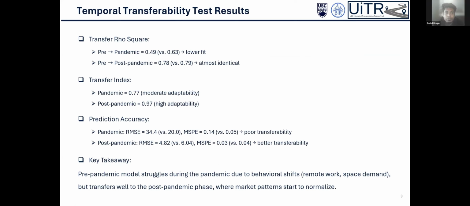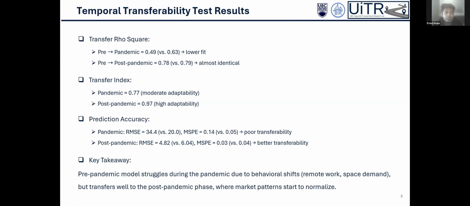Again, I'll remind you, we developed a model for the pre-pandemic period and applied it to the pandemic and post-pandemic periods. When applying the pre-pandemic model to pandemic time, the transfer R-squared value was 0.49 versus 0.63, which indicates a lower fit. And when applying it to post-pandemic, it was 0.78 versus 0.79, which is almost identical.